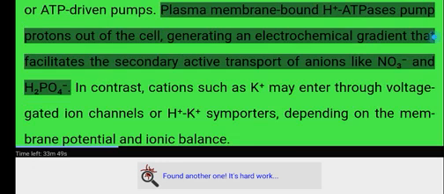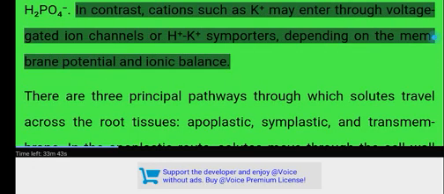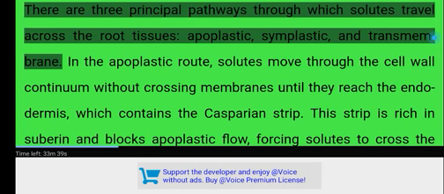Plasma membrane-bound H+-ATPases pump protons out of the cell, generating an electrochemical gradient that facilitates the secondary active transport of anions like NO3- and HPO4 2-. In contrast, cations such as K+ may enter through voltage-gated ion channels or H+/K+ importers, depending on the membrane potential and ionic balance. There are three principal pathways through which solutes travel across the root tissues: apoplastic, symplastic, and transmembrane.